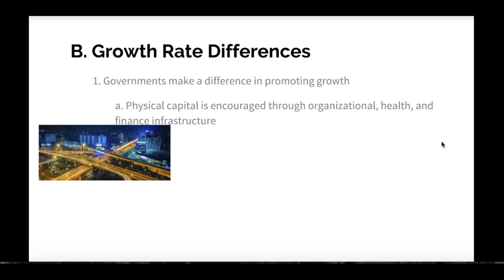capital. Health infrastructure means things like providing public health to people, making sure people are vaccinated, and getting yearly health checkups and screenings. Those things encourage physical capital, because if you have a healthy population, they're much more likely to be more productive workers. So that will help with increasing physical capital.